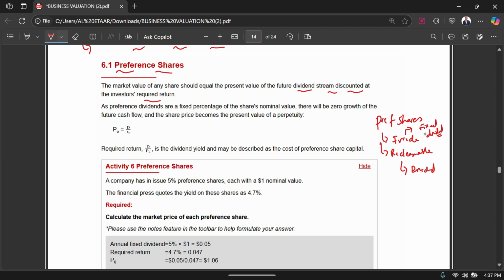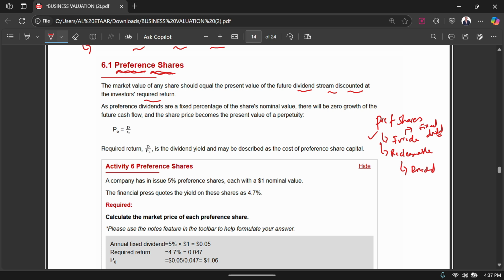Okay, and one thing that I told you guys also is that whenever the question tells you about preference share and it does not tell you whether it's redeemable or irredeemable, then by default you are always going to take it as irredeemable. Okay, and this is a very good example. If you read over here, they have just said preference share, that's it. They are only talking about preference share. They did not tell you whether it's irredeemable or redeemable.